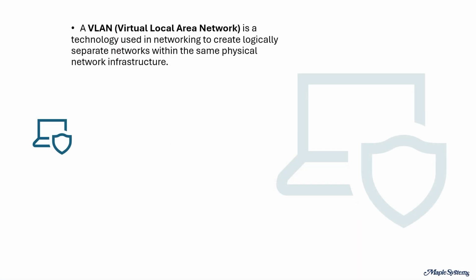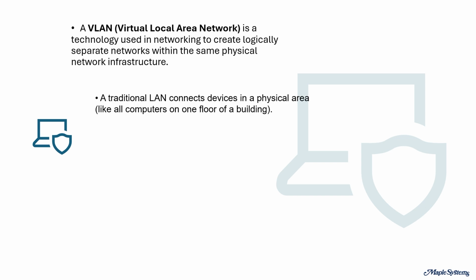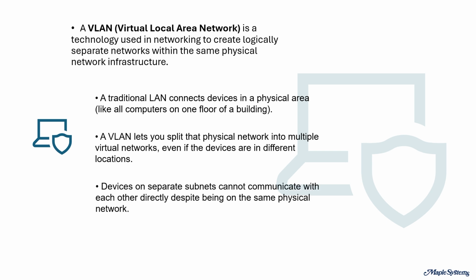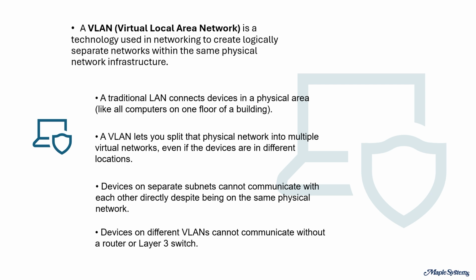So first, let's understand what a VLAN is. A VLAN is a virtual local area network. It's technology used in networking to create logically separate networks within the same physical network infrastructure. Traditionally, a LAN connects devices in a physical area, so all PCs on one floor of a building, for example. A VLAN lets you split that physical network into multiple virtual networks, even if the devices are in different locations. Devices on separate subnets cannot communicate with each other directly, despite being on the same physical network. And devices on different VLANs cannot communicate without a router or layer 3 switch.